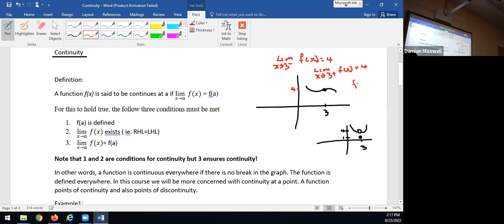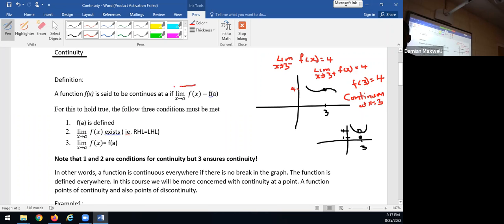And what is f of 3? What is the function value when x is equal to 3? Where does it meet the graph? At 4. So do you notice that they're all equal? So the limit value is 4, because left-hand and right-hand limits are both 4. The function value is 4. So it means, therefore, that this is continuous at x equal to 3, because we see that all the conditions are met.